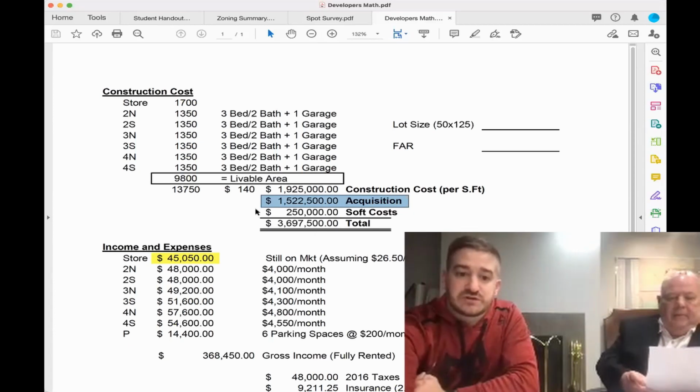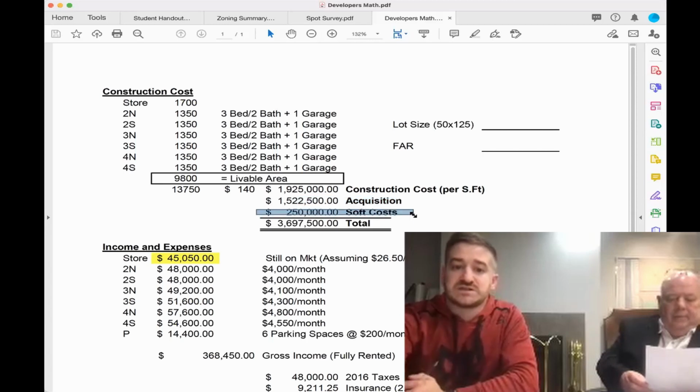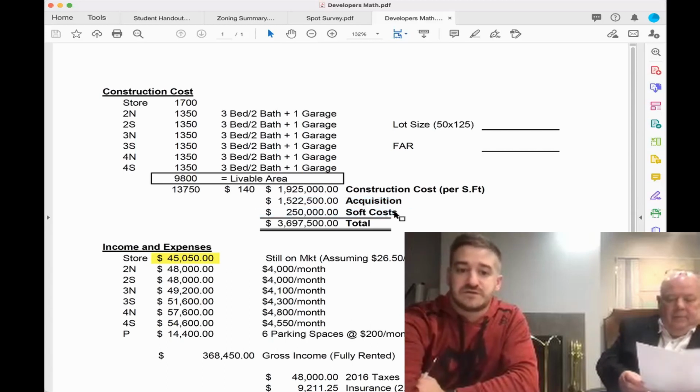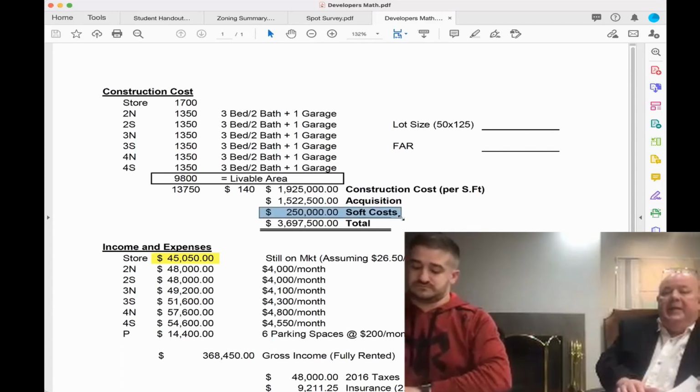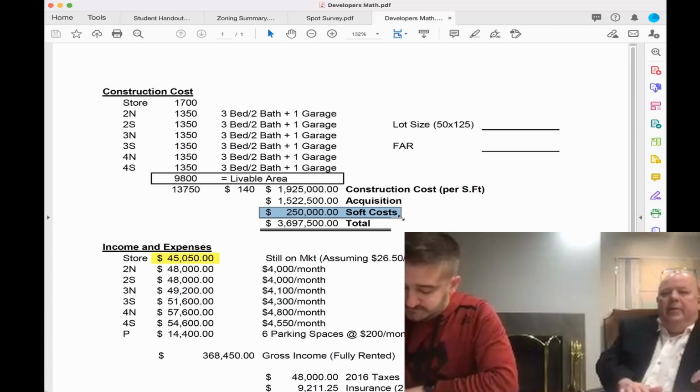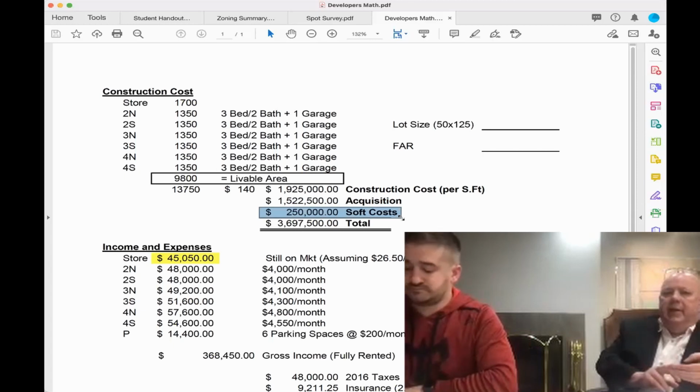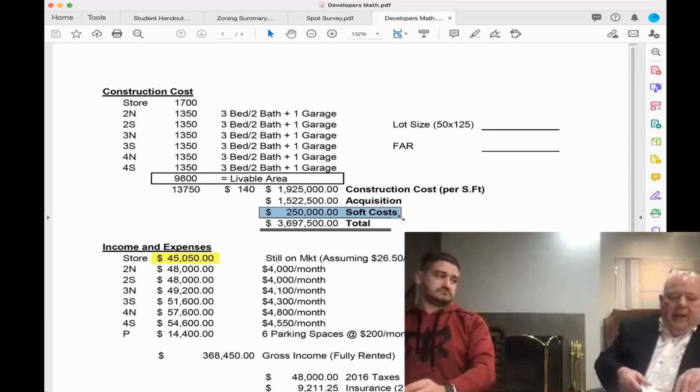And with every builder's math, they want to put what we call soft costs in there. So Rick, do you want to explain what soft costs are? It's everything that's non-construction related. So it would be your building permits, the taxes that you're paying on the land while you're building, the interest you're paying on your mortgage while you're building, your commissions on the sales.